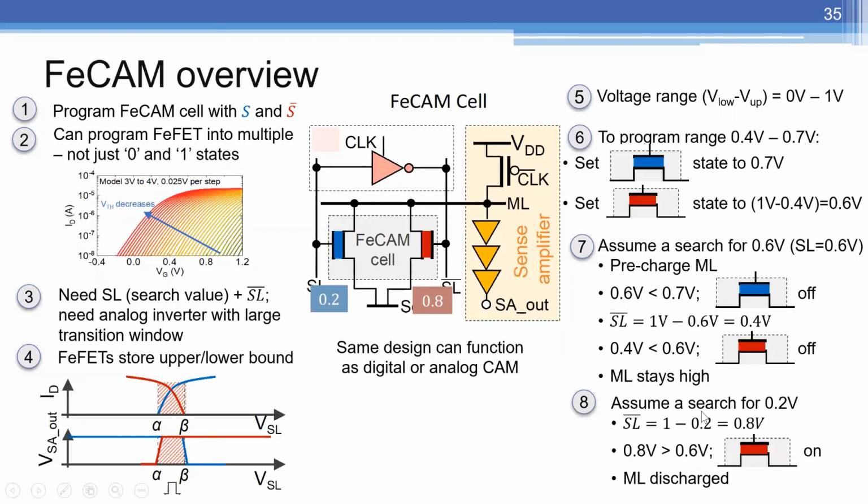And upon a search for 0.2 volt, which is outside of the matching range, we can see the search line bar equals 1 minus 0.2 volt, which is 0.8 volt. In this case, 0.8 volt is larger than the threshold voltage of the red device, turning the red device on. Therefore, the match line discharges to the ground, indicating a mismatch condition.